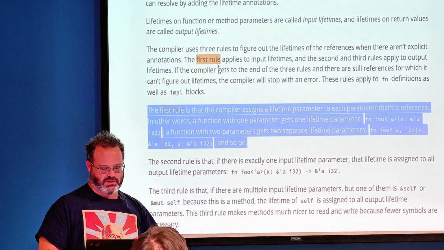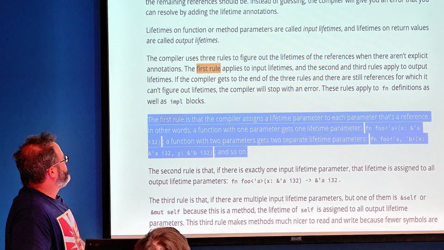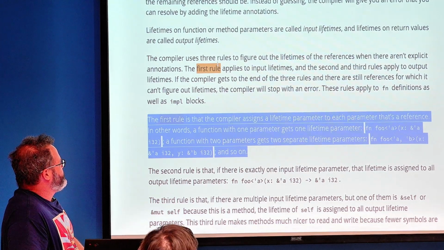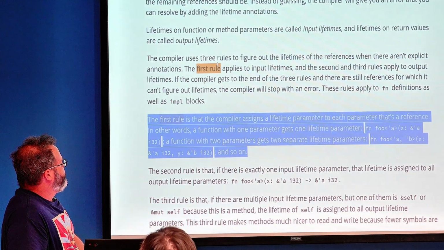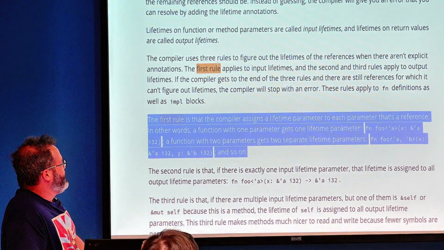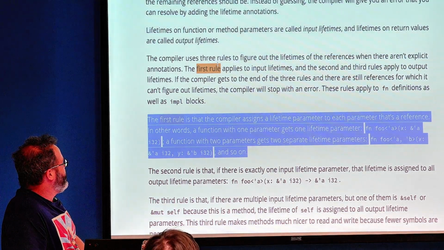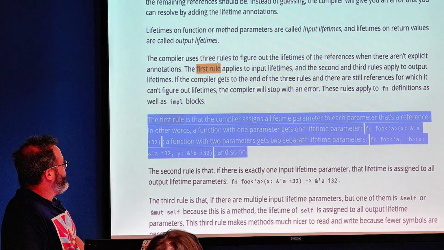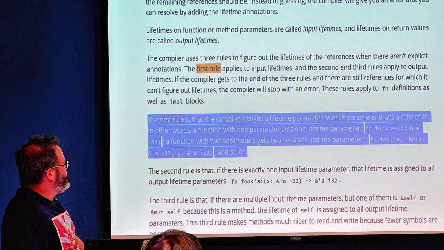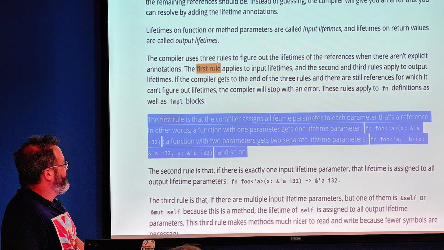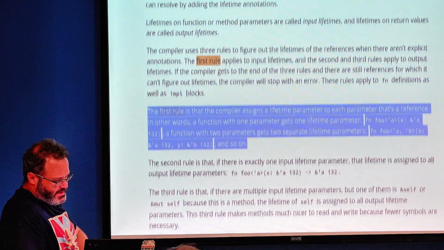Okay, let's actually start here. The compiler uses 3 rules to figure out the lifetime of references when they aren't explicit annotations. The first rule applies to input lifetimes, and the second and third rules apply to output lifetimes. If the compiler gets to the end of the 3 rules and there are still references for which it can't figure out lifetimes, the compiler will stop with an error. These rules apply to function definitions as well as impl blocks.